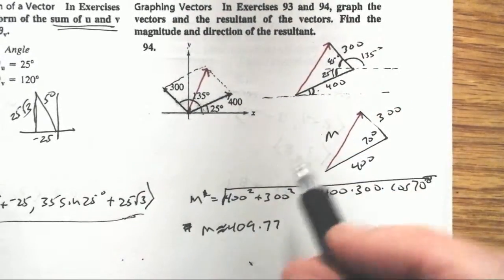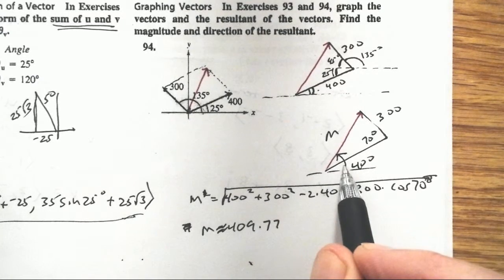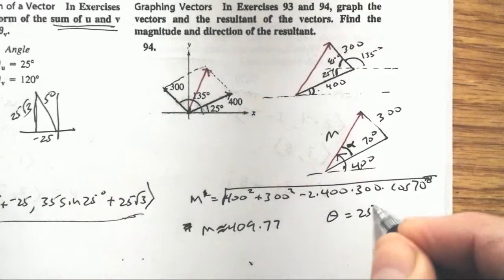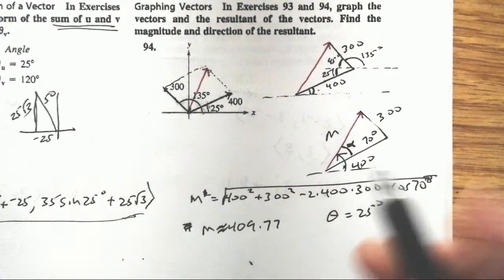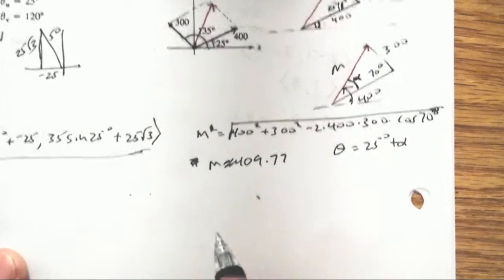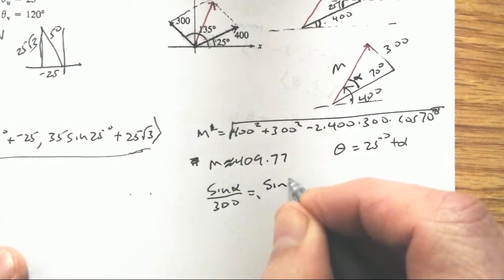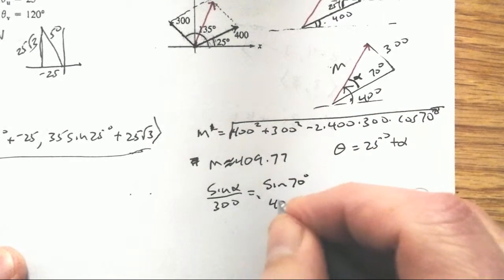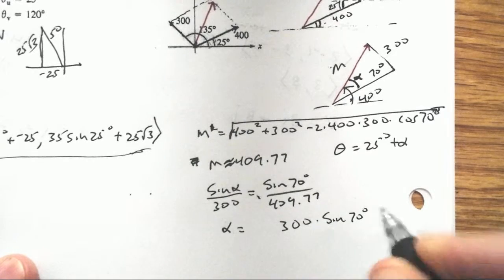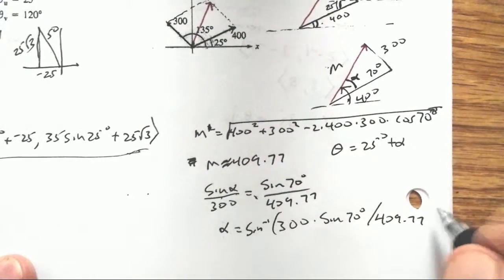Now we need the direction angle. Well, the direction angle to this vector is this. And that angle's 25. If I refer to this angle right here as fish, then theta, our direction angle, equals 25 degrees plus that triangle angle, fish. All right, we need to find fish. Fish, law of sines. Sine of fish on 300 equals sine of 70 degrees on M, 409.77. Therefore, fish equals, leave a blank, have to multiply 300 times sine of 70 degrees, have to divide that by 409.77, and have to get rid of sine to get fish alone. Sine inverse.